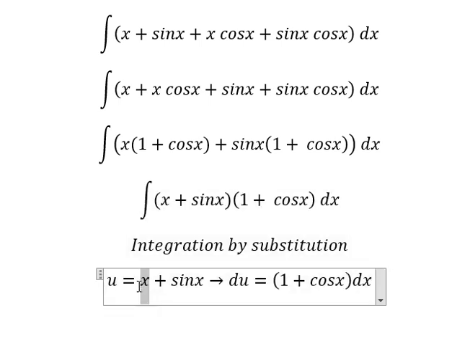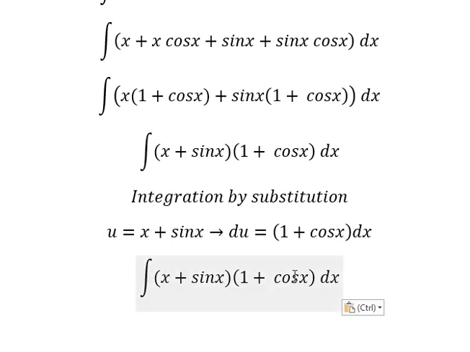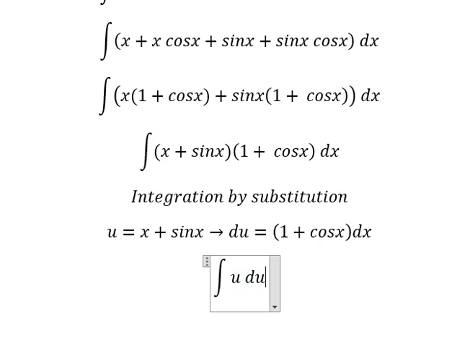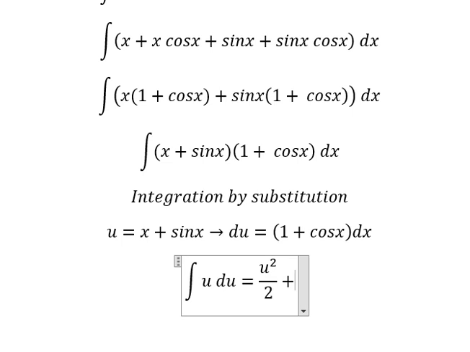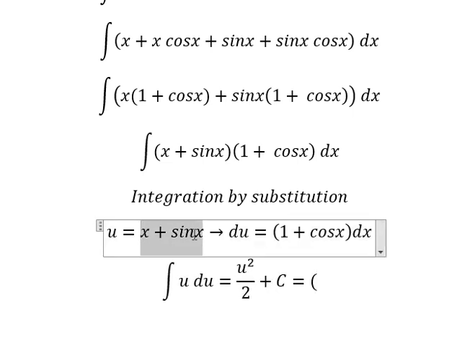This one, we have the first derivative of sine x, which is cosine x. So this one we change to u, and this one we change to du. The integration of u gives us u squared over 2, and I will put plus c. Then u is this one.